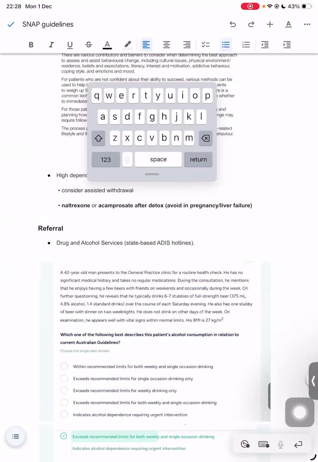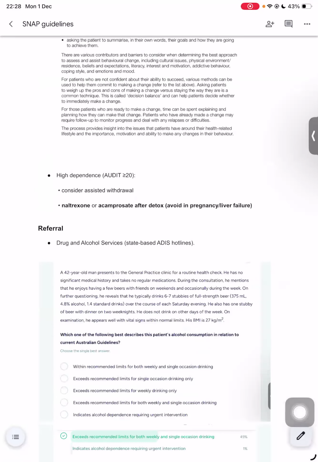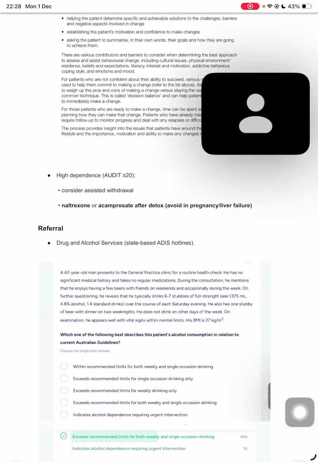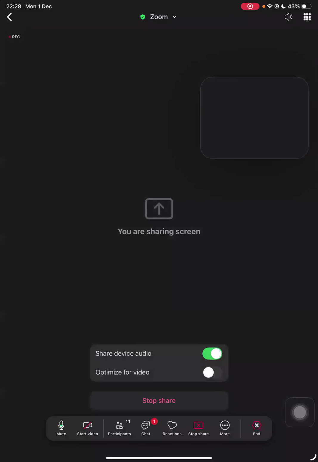Yeah, doctors, SNAP guidelines is over, and we don't have time to do e-medicine, right? It's a huge topic, and the book is very lengthy. Okay, I'm hungry also. Now the time is 10:28.